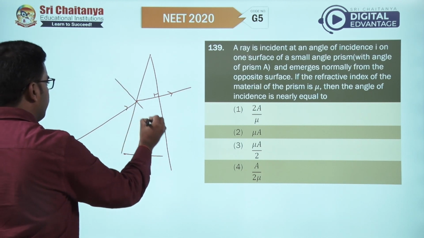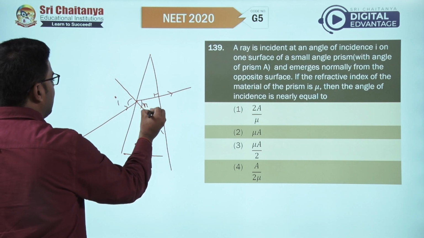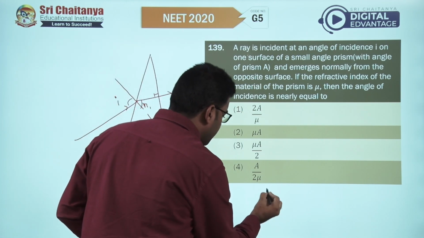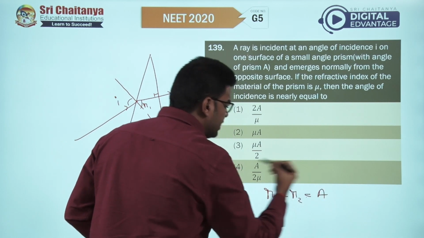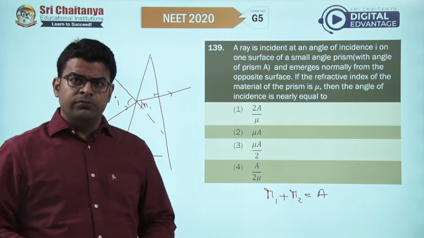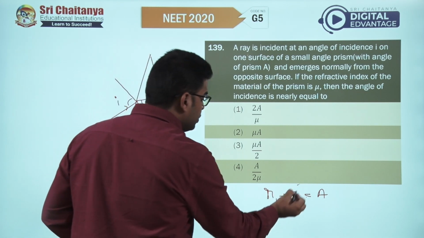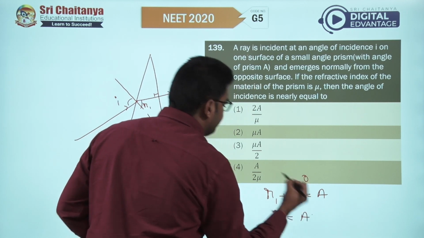Let's say the ray of light is incident at some angle I and it goes into the prism at an angle R1. We know for any prism R1 plus R2 equals A. Since here R2 is 0 because the ray is incident on the second surface normally, we can say that R1 itself is equal to A.